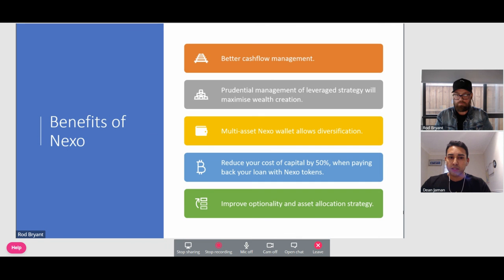This is the best way. This is a really good way for efficient asset allocation and wealth creation.